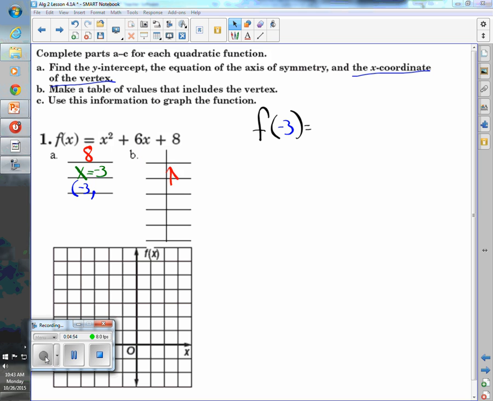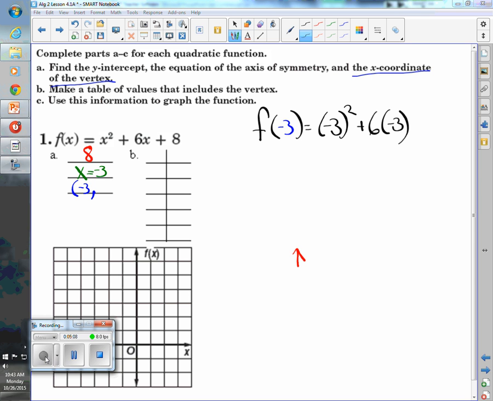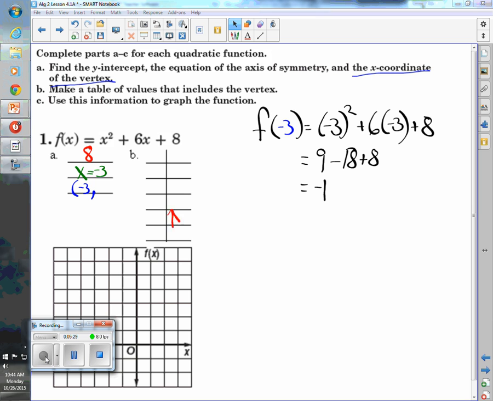All right, so x squared becomes negative 3 squared, then plus 6x becomes plus 6 times negative 3, and then I've got my plus 8. I'll evaluate this. Negative 3 squared is 9, plus 6 times negative 3 is minus 18, plus 8. 9 minus 18 is negative 9, plus 8 is negative 1. So now I'm going to take that value of negative 1 and put it right over here. And that's going to be the coordinates of the vertex.